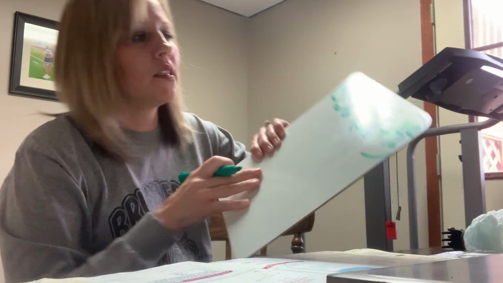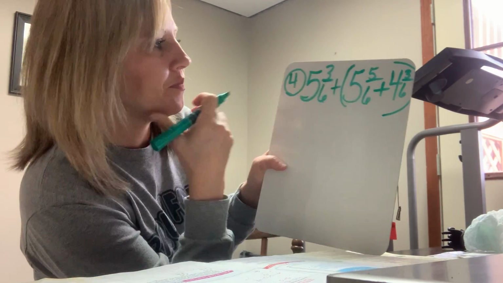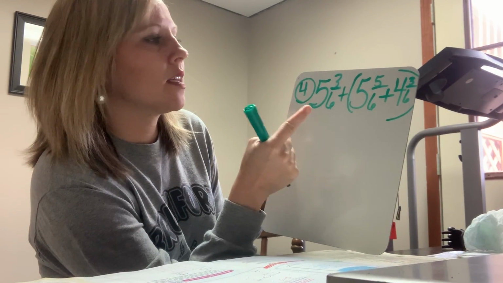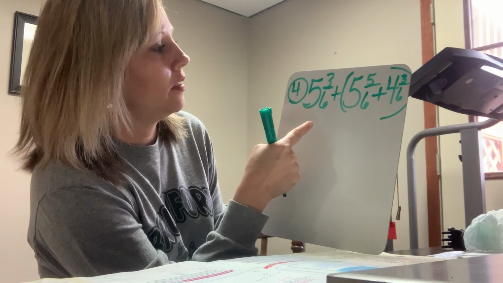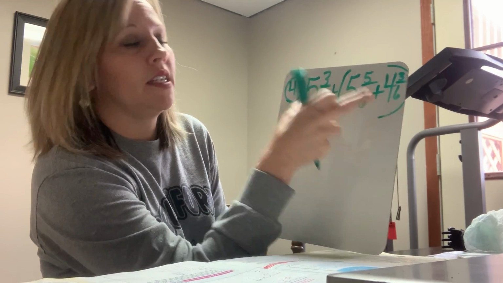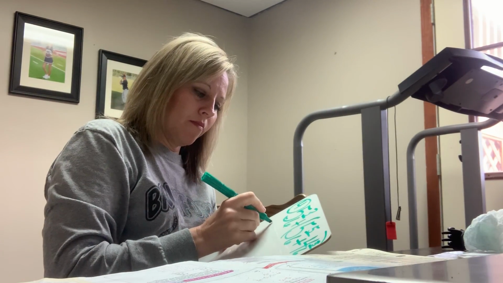Ooh, let's see, I'm running out of room. Plus 4 3/6. Oh gosh, guys, I'm running out of room over here. Sorry, looks a little bit off, but there you go. Now, which one of these is going to give me a whole? Which fraction? These 2. So I'm going to regroup.